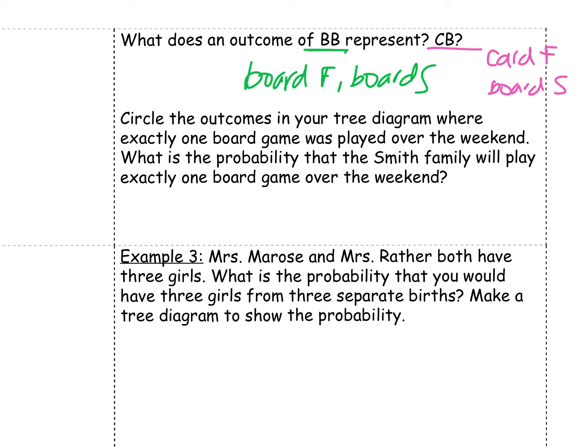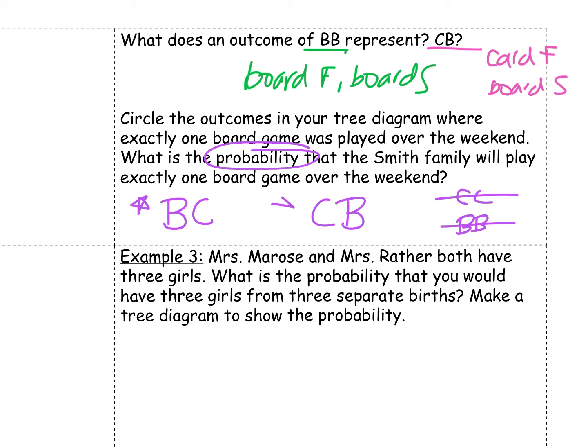Now, going back to our tree, it says circle the outcomes in your tree diagram where one board game was played over the weekend. One board game could not be a BB outcome. So we could have had a board game and then a card game, or we could have had a card game and then a board game. We couldn't have done card, card, and we couldn't have done board, board, because that's more than one. Okay, then it says, what is the probability they'll play exactly one board game? Well, we have two options of when that happens. So it was 2 out of 4 times, which I know is 1/2. That's my probability.